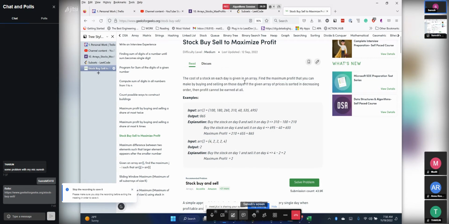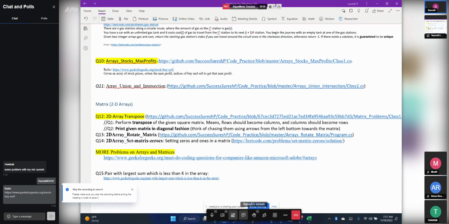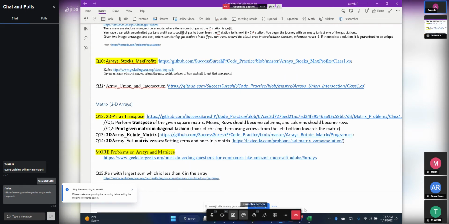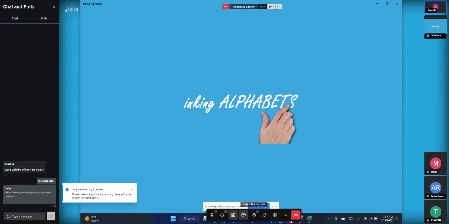So the condition here is, now you can understand why this is the case. If the given array of prices is sorted in decreasing order, the profit cannot be earned at all, right? All these are in decreasing order. That means the value is decreasing day by day. So you never sell the stock, because the value is decreasing, isn't it? So there is no answer for that.